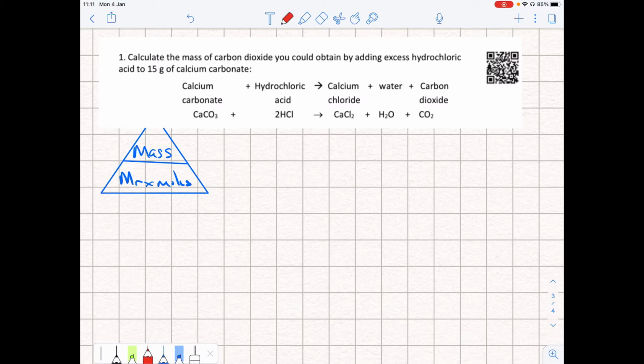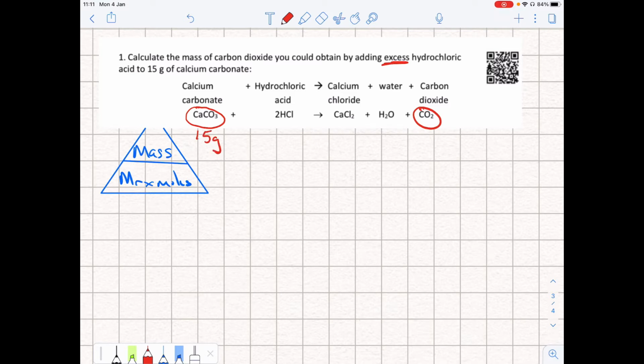So we read the information, and we've got a lot of chemicals in the equation, but we're only going to deal with two of these depending on the information above. The question says calculate the mass of carbon dioxide. So we've been asked to find how much carbon dioxide there is, so I'm going to circle that because we need to find that. You could obtain it by adding an excess, I'm going to come back to that word in a minute, of hydrochloric acid to 15 grams of calcium carbonate. So I'm also interested in the calcium carbonate, and it's telling me that I have got 15 grams of the calcium carbonate that's reacting.